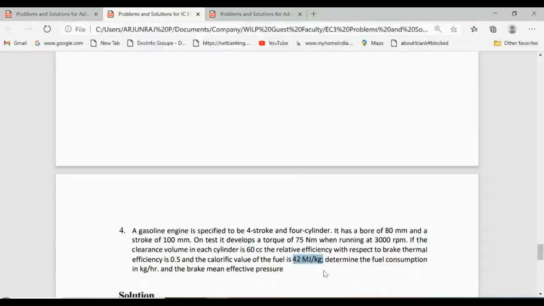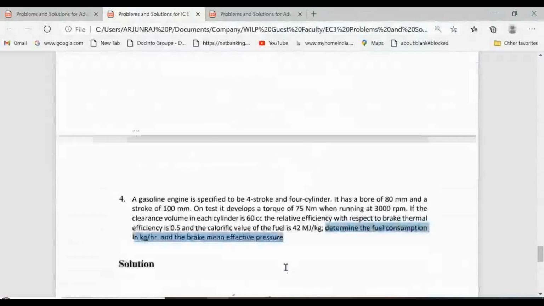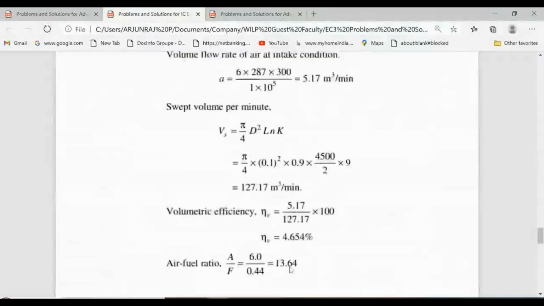Now what they are asking is to determine the fuel consumption in kg per hour. They are asking for the mass flow rate of the fuel and also the brake mean effective pressure. It is quite simple. Okay. So these are the things they are asking to calculate.